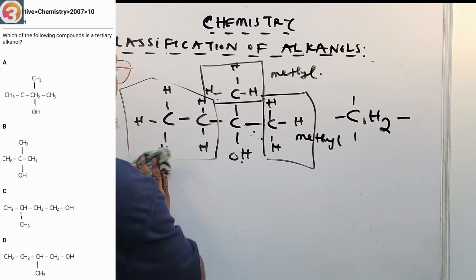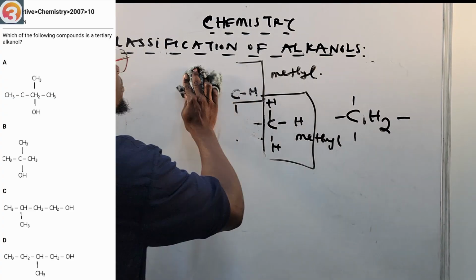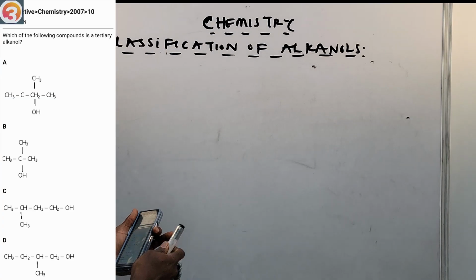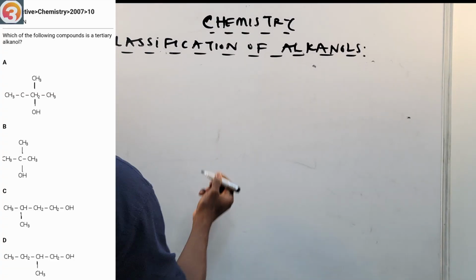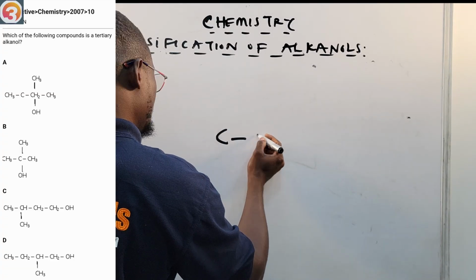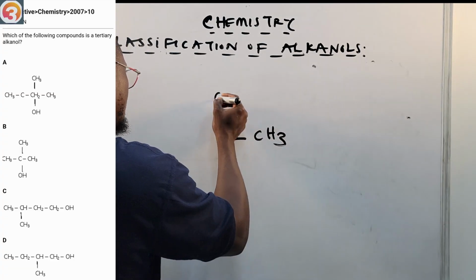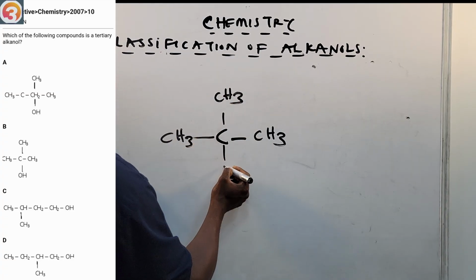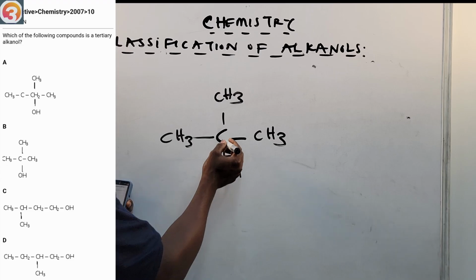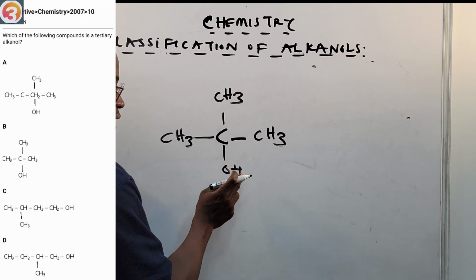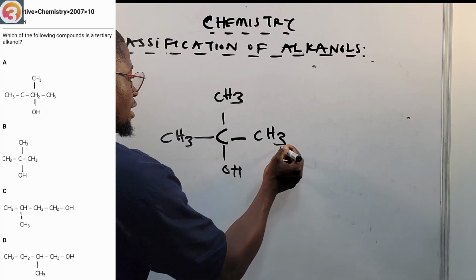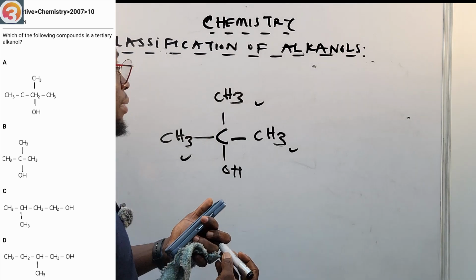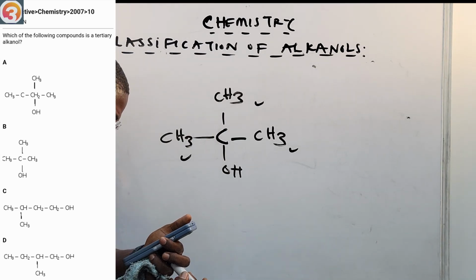Let us now see option B. Option B, as you can see very evidently, I think should be the correct answer. You are seeing C bonded to CH3, then CH3 at the top, then here CH3, then here OH. This is our carbon atom that's bearing this OH bond. This OH hydroxyl functional group is bonded to a carbon with 3 methyl groups. Obviously that will be our correct answer.